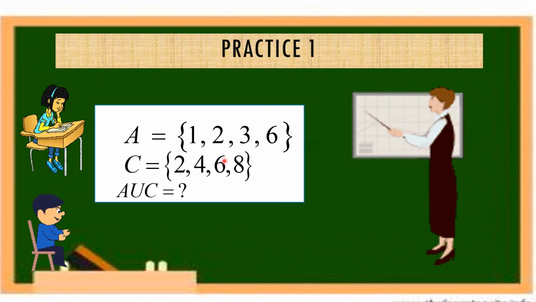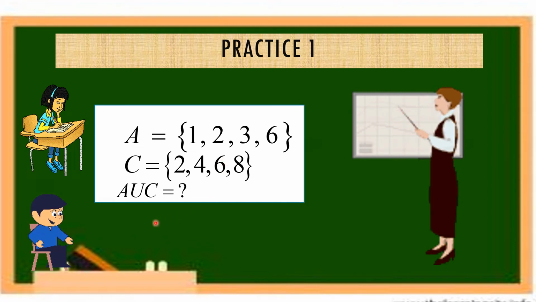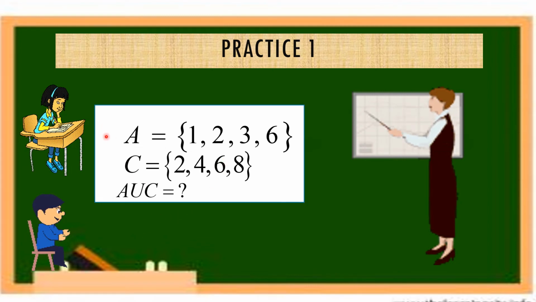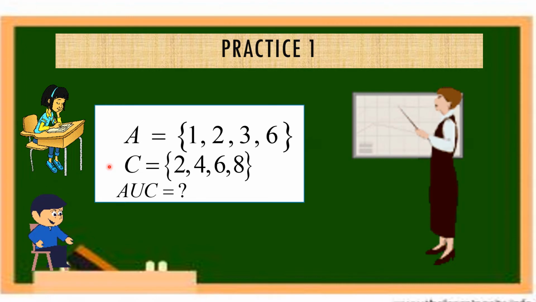We need to answer practice 1. Set A is a set whose elements are 1, 2, 3, and 6. And set C is a set whose elements are 2, 4, 6, and 8. We need to make a Venn diagram for A union C.